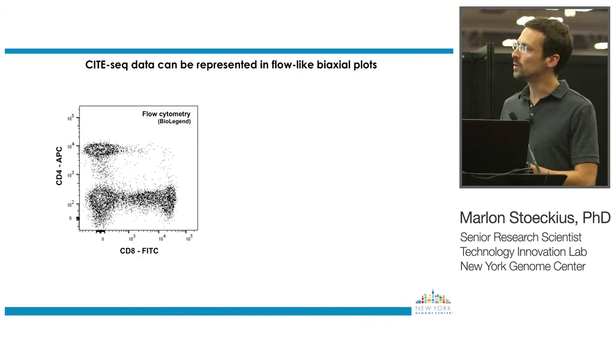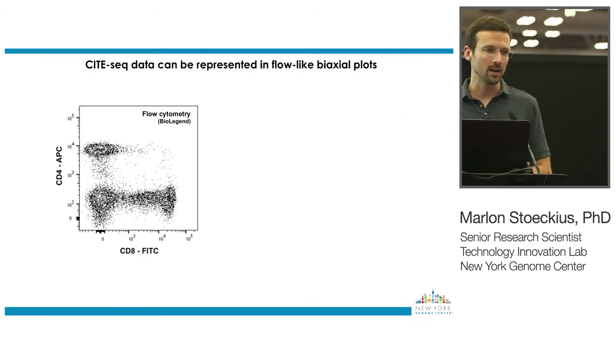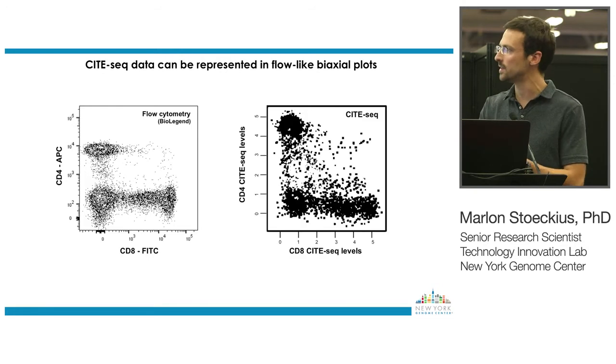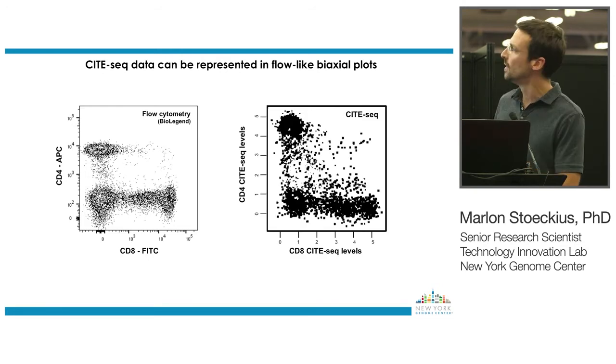So one thing that we're used to looking at when we talk about surface markers, as I said before, are these biaxial plots. For example, CD4 versus CD8. You see this nice mutually exclusive expression pattern: CD8 T cells, CD4 T cells. So we can do exactly the same plots for CITE-seq, where you see the same sort of behavior of the expression of the cells, although that's now a completely different sample.